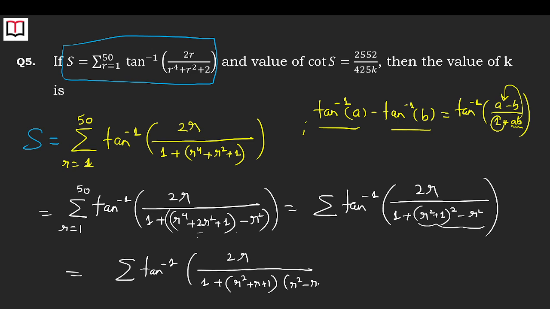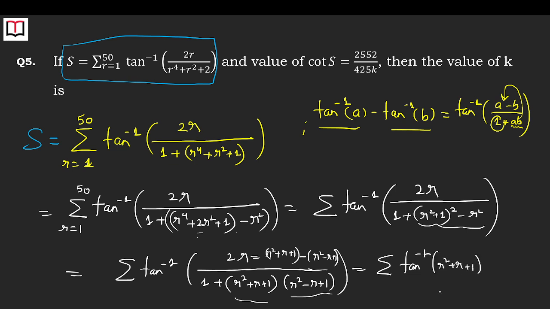Now tell me, do we get the numerator as a difference of a and b? Of course it is. So you can write it as (r square plus r plus 1) minus (r square minus r plus 1). That's it. So this is nothing but summation over tan inverse of A, which is r square plus r plus 1, minus tan inverse of B, which is r square minus r plus 1.